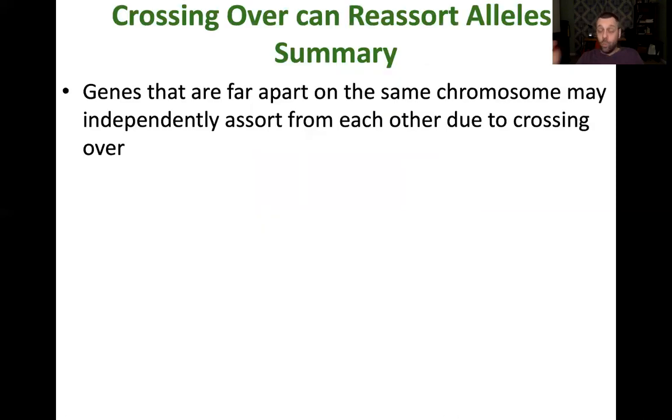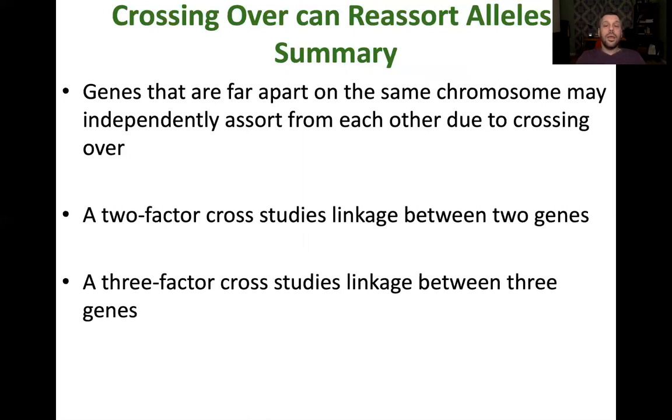So in summary, when you get crossing over, two genes that are on the same chromosome can look like they're independently assorting because they've actually switched chromosomes during the process of meiosis. Now, a two-factor cross studies linkage between two genes. So that's the example of genes A and B that we looked at earlier.